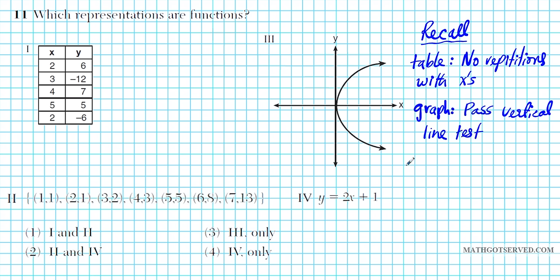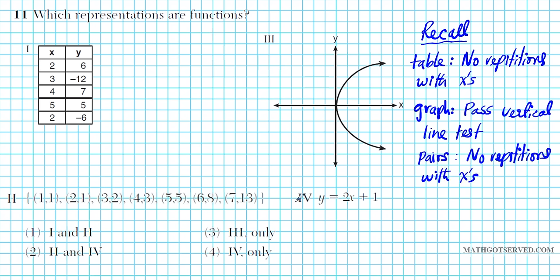For a set of ordered pairs, the test here is very similar to the tabular representation. You look at the x's and you want to make sure that there are no repetitions. Okay, no repetitions with the x's, and then it's a function.